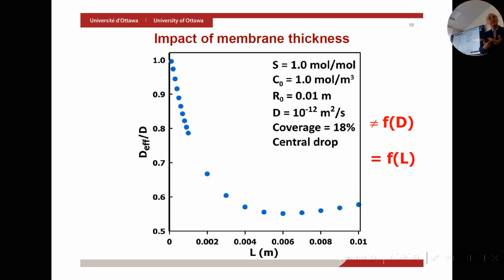So the next one here, we talked about the thickness. Now I'm going to change the thickness of the membrane. This is for one diffusivity, one radius, with a constant coverage of 18%. And this will be a central drop, only a drop in the middle, but covering 18% of the surface. And of course, when the membrane is very thin, it will diffuse very rapidly. And therefore, whatever you're predicting as diffusivity will be almost the right diffusivity. But as you increase the thickness of the system, the ratio of the effective diffusivity of the system divided by the real diffusivity of the membrane will start to go down, and it can go down to 0.55 here, and then it will start to go back up. But of course, in that section here, we're talking about a 1 centimeter membrane. And when you have protective equipment, that starts to be too big, so unrealistic. So there is an effect of the thickness that we have to take into consideration.